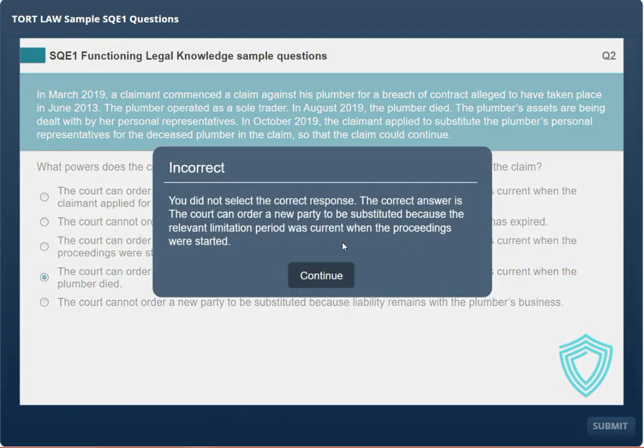Submit. Incorrect. You did not select the correct response. The correct answer is: the court can order a new party to be substituted because the relevant limitation period was current when the proceedings were started. So my original thoughts were right. I'm going to kick myself, aren't I?